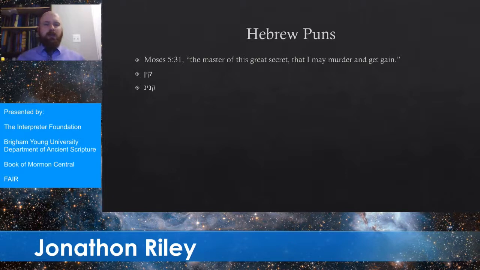pun on the name. What's intriguing about this is that the word Cain and gain also sound similar in English, suggesting that a carefully thought through translation is actually what we're seeing here in the Book of Moses. Joseph preserves the pun in the source language, presumably Hebrew, in the target language of English.